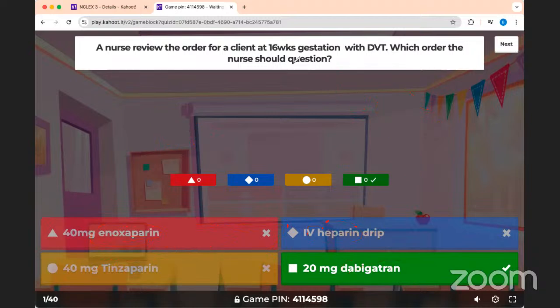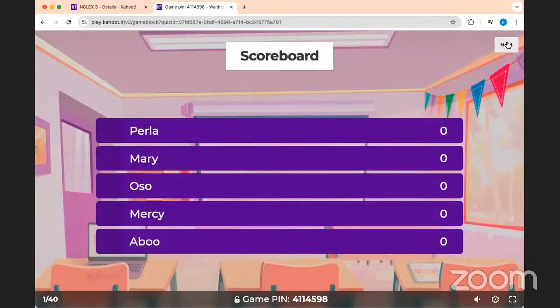But the key concept is a pregnant lady cannot take any oral anticoagulation. Most of them are PO. Dabigatran is an oral. At the same time, it's not good for pregnancy. The next one will be probably Coumadin, right? Warfarin. They cannot take it. So that's the concept.